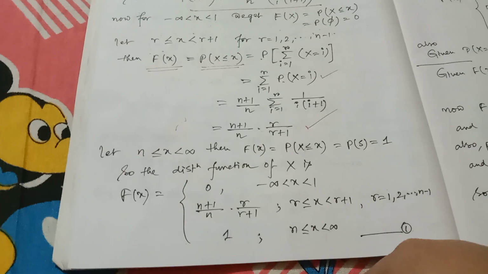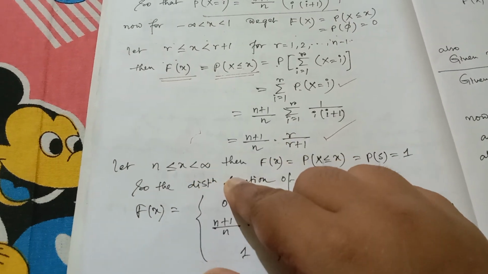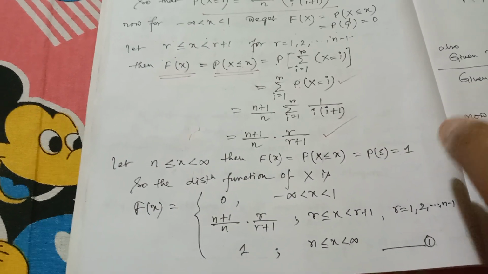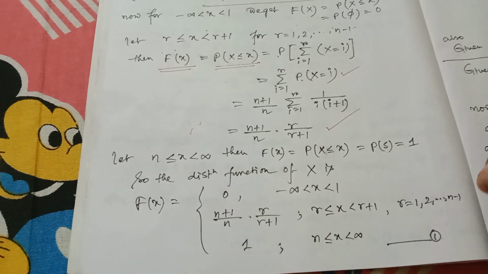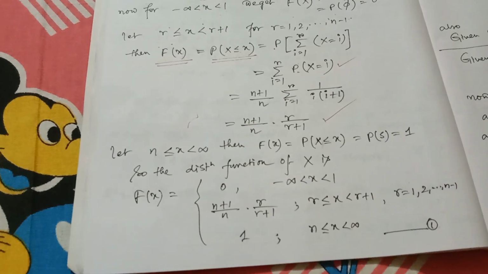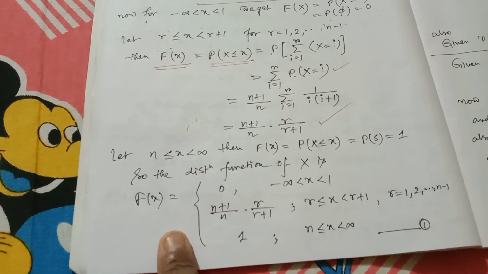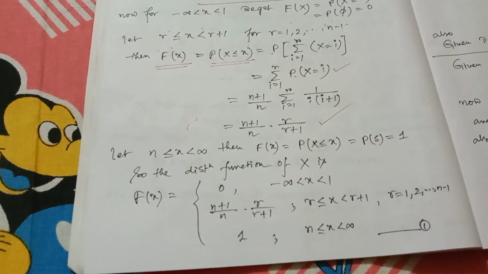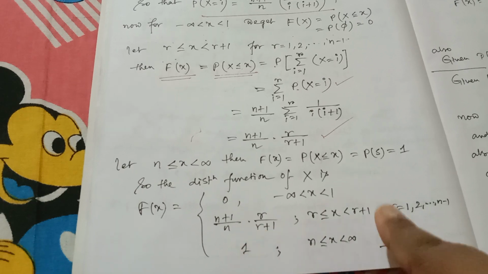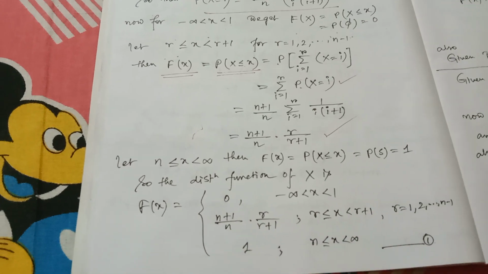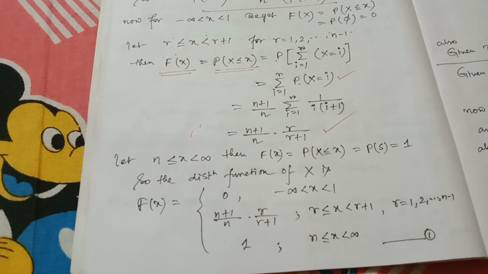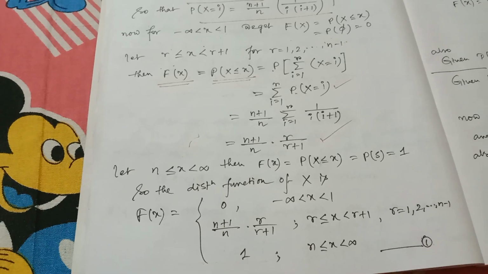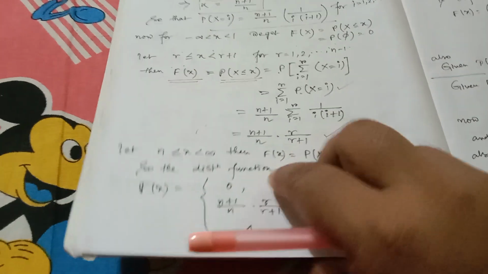And finally, whenever you are considering n less equal x less than infinity, then obviously you can say distribution function corresponds to the certain event's probability, and hence it should be 1. Now whatever you have obtained, just provide the distribution function for each and every possibility, and that's why we have obtained the distribution function of X like this. F of x equals 0 whenever we are considering this range, F of x equals r by r plus 1 whenever r less equal x less than r plus 1. Remember, r is nothing but 1, 2, 3, dot dot dot, n minus 1, and finally it should be equal to 1 whenever n less equal x less than infinity. So this is the criteria for distribution function.